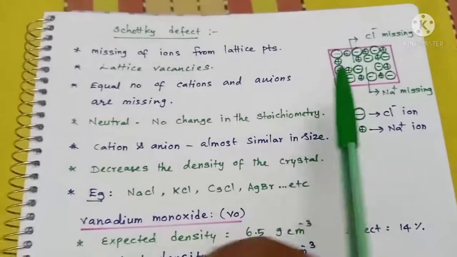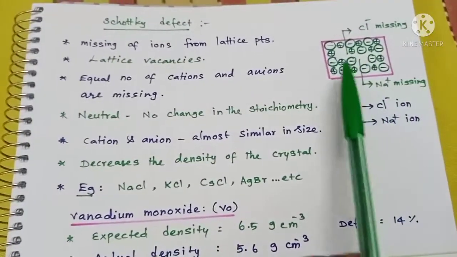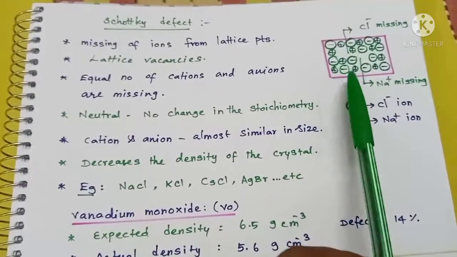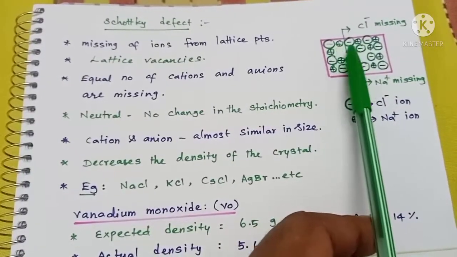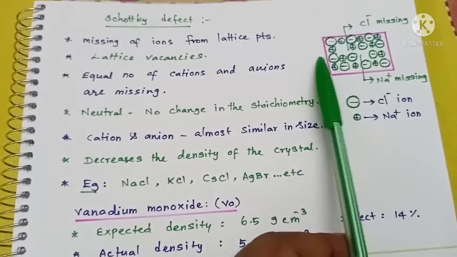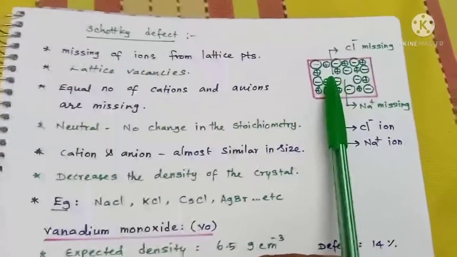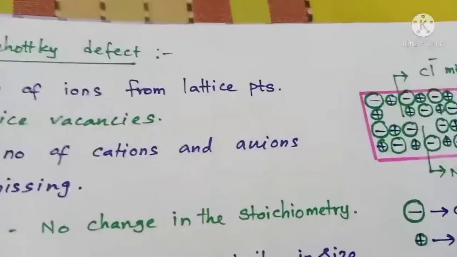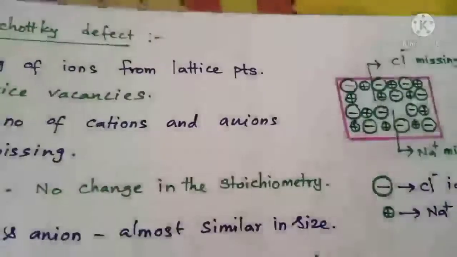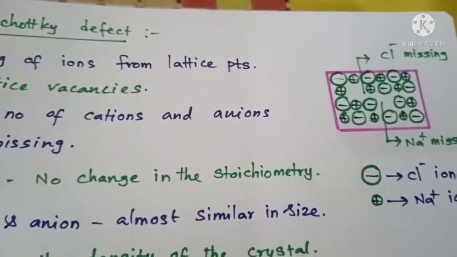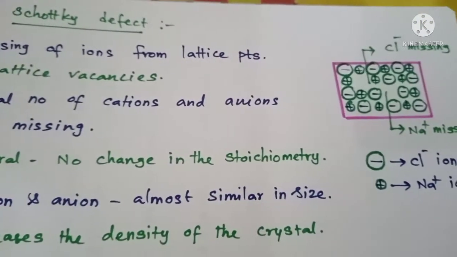Okay, right. Now this is the diagram for the Schottky defect. In the sodium chloride crystal, the Cl minus and Na plus ions are arranged alternately. In the second row, a Cl minus ion is missing. There is a lattice vacancy, which is the place for the Cl minus ion. There, one Cl minus ion is missing.